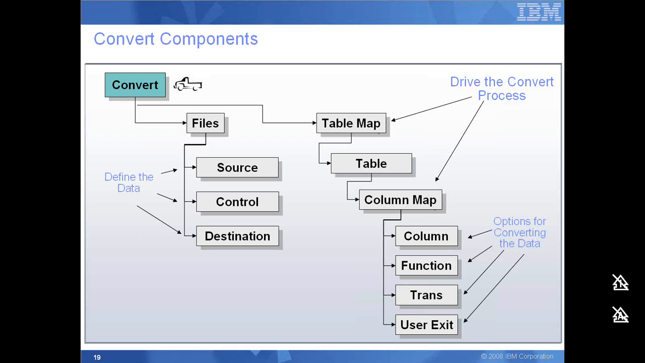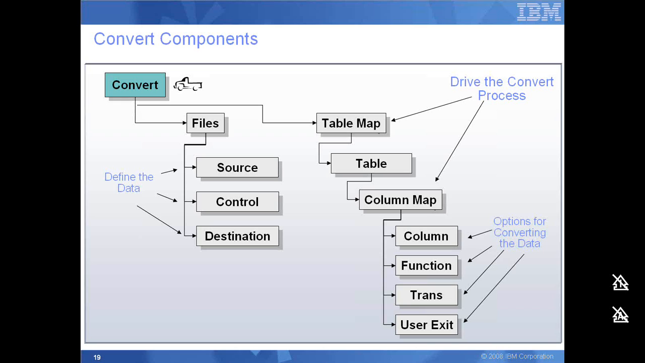Convert components. As part of the convert request, the access definition, or the code which governs how the convert will happen, is stored in what is called a table map and a column map. Table map specifies the target and the source tables. Column map specifies the source and the target columns. And you have an option of privatizing only specific columns of a table. I can also use built-in functions for doing this data privacy.